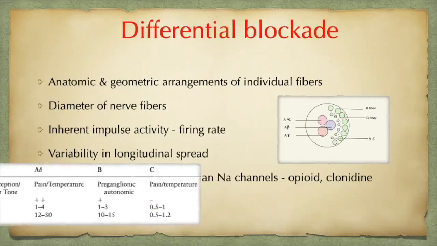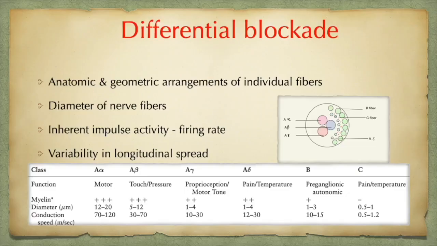And this differential blockade is also due to difference in the diameter of the nerve fibers. As you can see from the picture, the thickest nerve fiber is the A alpha, which carries the motor impulses. They are in the size range of 12 to 20 microns. And the thinnest nerve fibers are the C fibers, which are in the range of 0.5 to 1 micron. Therefore, being thin, the C fibers are easily blocked by even a lesser concentration of local anesthetic, whereas the A alpha requires a higher concentration of local anesthetics.